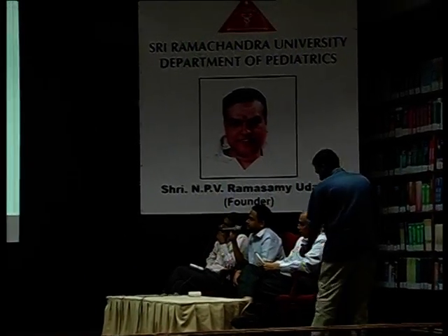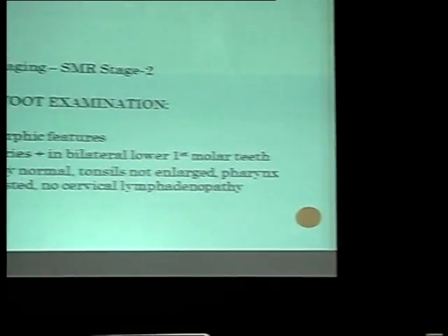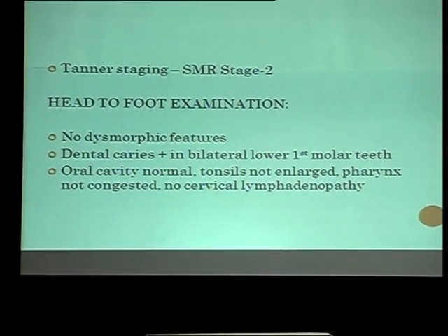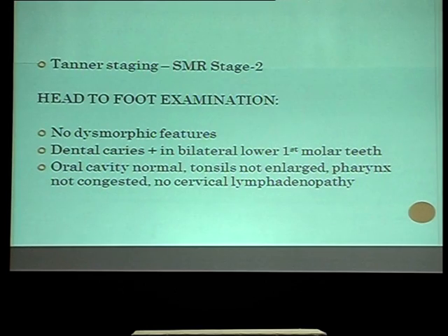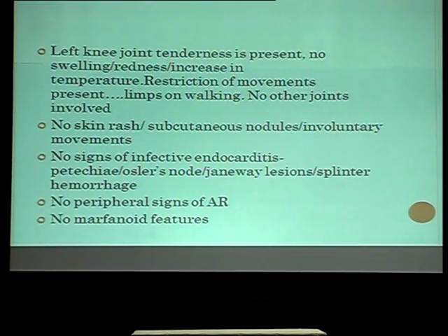Tanner staging is stage 2, head to foot examination, no dysmorphic features. Dental caries are present in bilateral lower first molar teeth. Oral cavity is normal, tonsils not enlarged, pharynx not congested, no cervical lymphadenopathy. Left knee joint is tender, no swelling or redness or increase in temperature. Restriction of movements is present, limp on walking, no other joints involved. No skin rash or subcutaneous nodules or involuntary movements. No signs of infective endocarditis. No peripheral signs of AR, no marfanoid features.